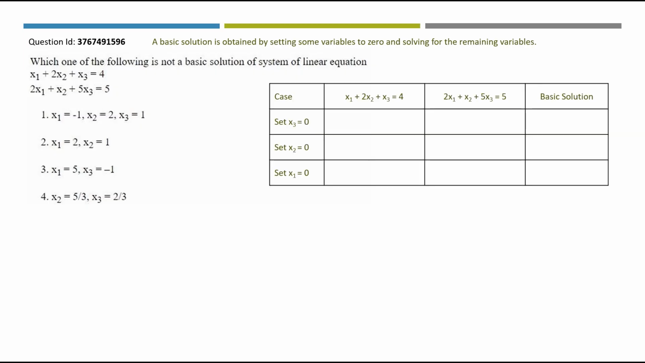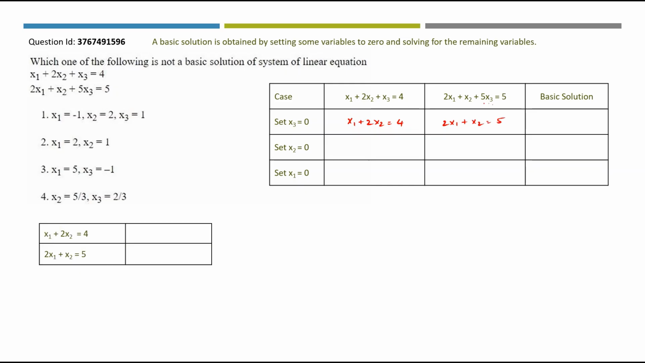So let's take the 2 equations. x1 plus 2x2 plus x3 is equal to 4. 2x1 plus x2 plus 5x3 is equal to 5. First we will set one variable to 0 and solve for the other 2 variables to get the basic solution. First let's take x3 as 0. What will be the first equation? x1 plus 2x2 is equal to 4. What about the second equation? 2x1 plus x2 is equal to 5. So these 2 equations have to be solved first.